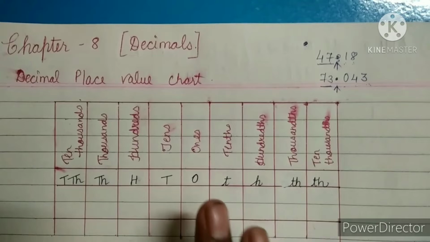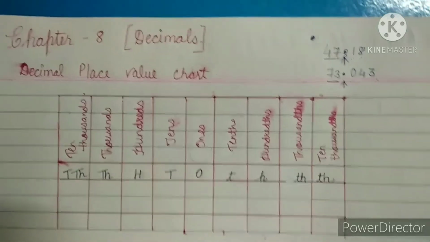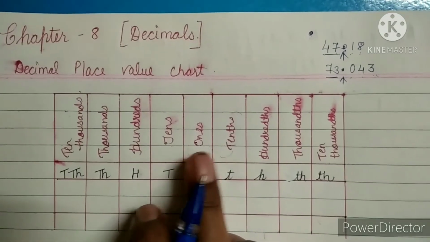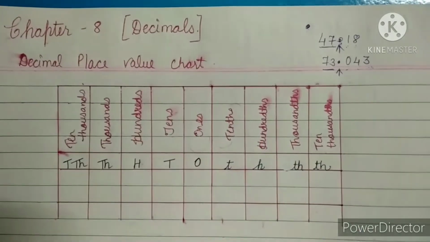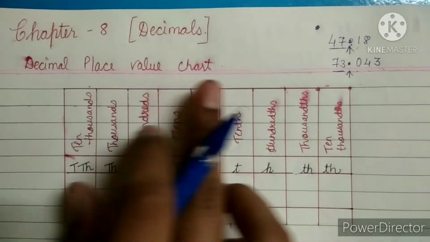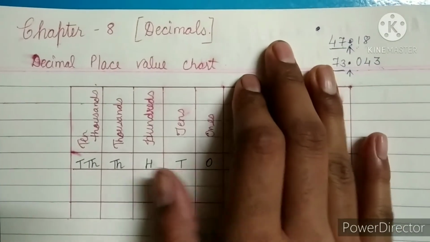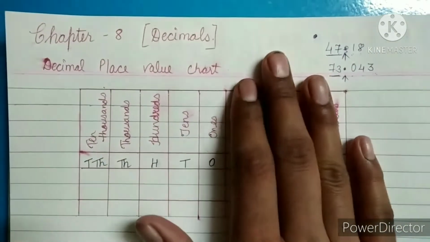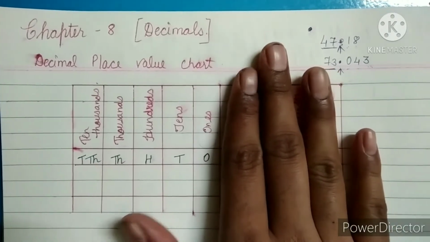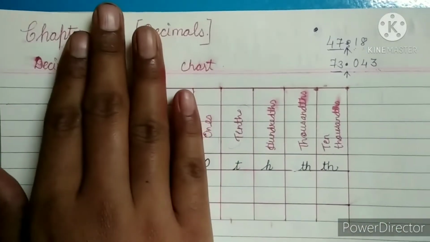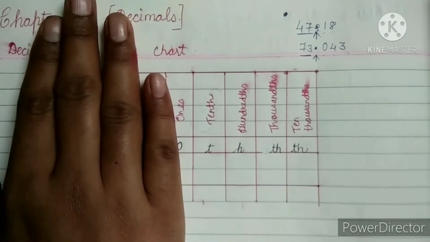Decimal is separating the ones and tenths places from each other. For explaining this, I am using the decimal place value chart. Here you see ones, tens, hundreds, thousands, 10,000s, which you saw in the previous chapter. But in this chapter we have to include, after the ones, tenths, hundredths, thousandths and 10,000ths.